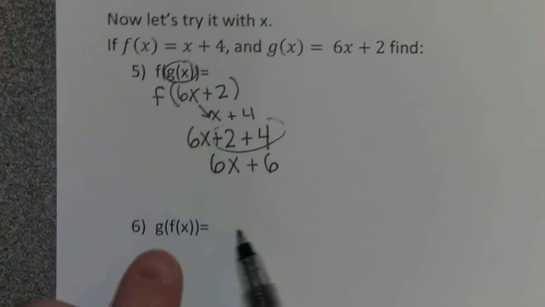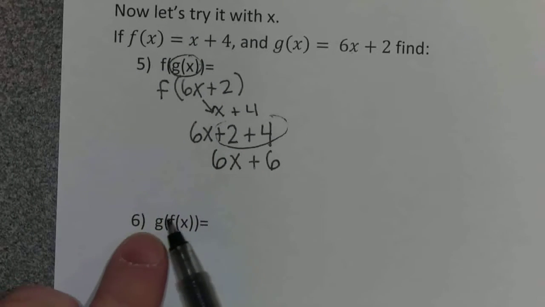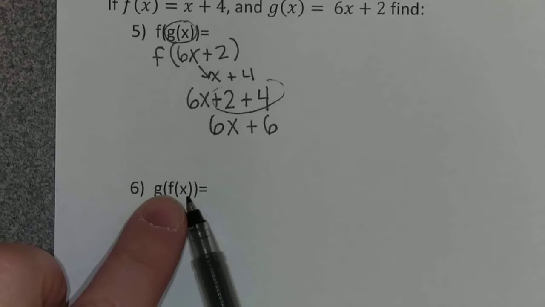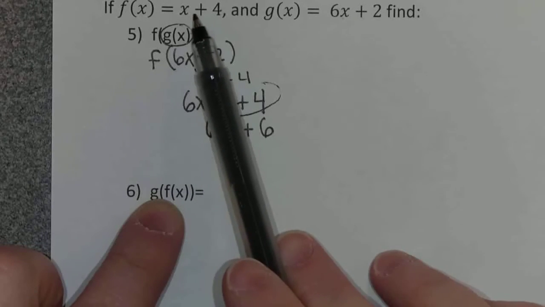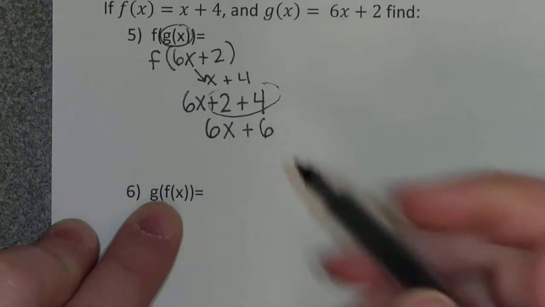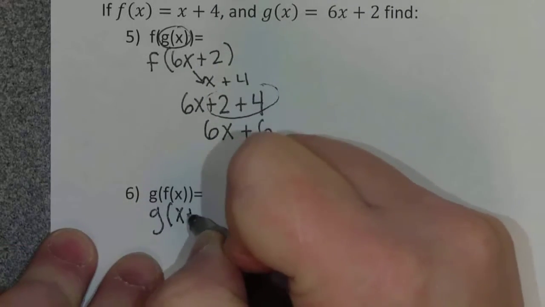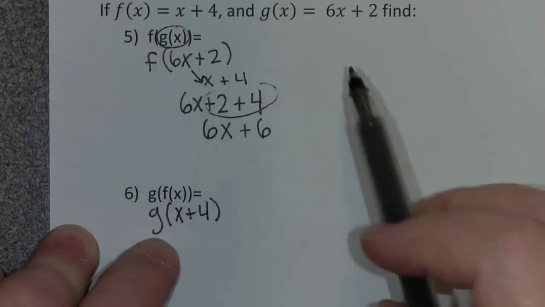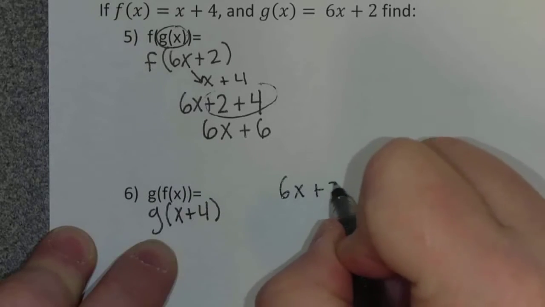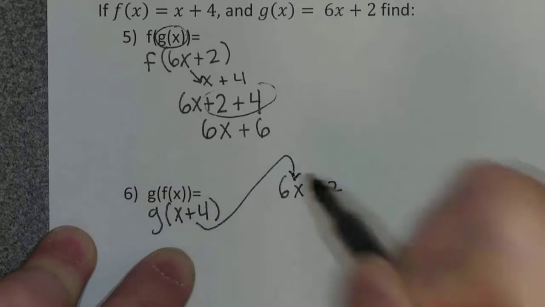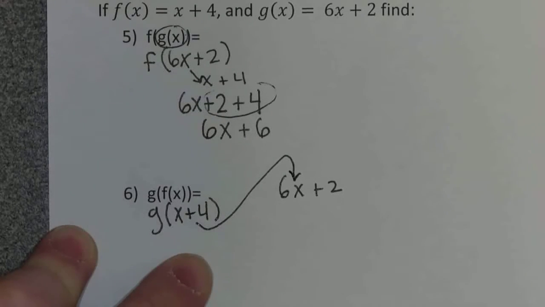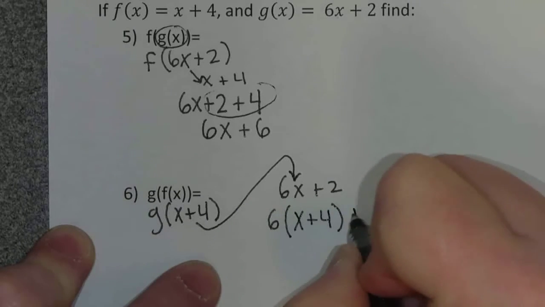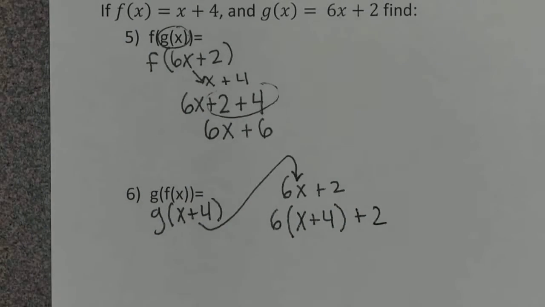Okay, this time we're going to go the opposite direction, and we're going to do F first and then G. So if I look at my F function and I leave the X where it's at, I still get X plus 4. Does everybody agree with that? So what do I have to put through the G function? I have to put X plus 4 through the G function. So instead of 6 times X plus 2, I'm going to put that into X instead. So I'll have 6 times X plus 4 plus 2. You guys following me all right?